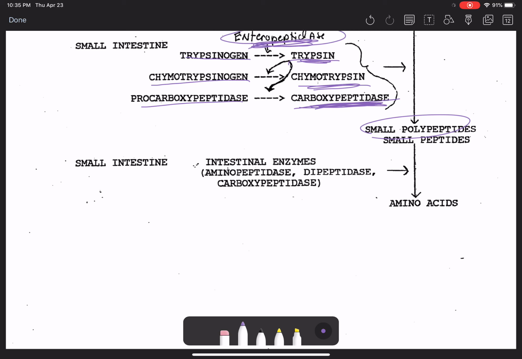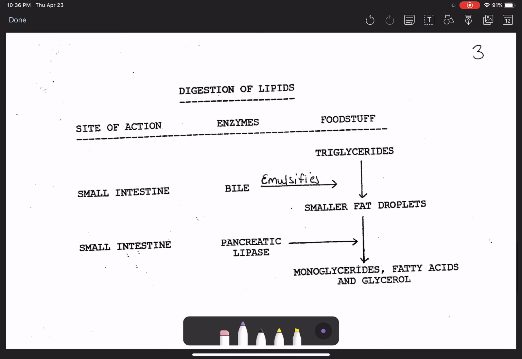And then finally, we have brush border enzymes like aminopeptidase, dipeptidase, and carboxypeptidase that are going to further break down those small polypeptides into individual amino acids. And then finally, those individual amino acids will be absorbed by our columnar epithelium and eventually get into our blood.